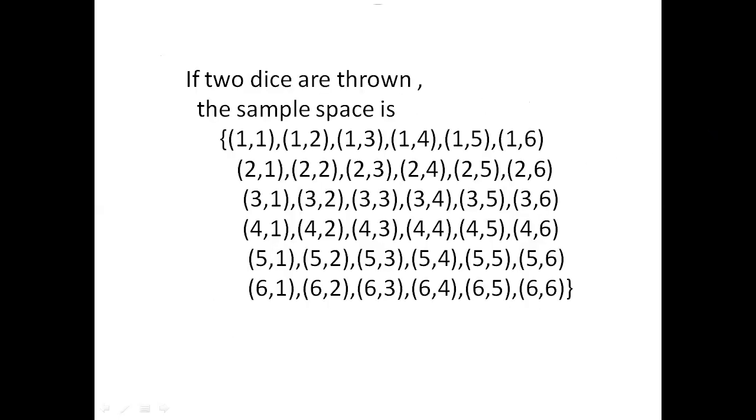Based on the experiment, if two dice are thrown, what is the sample space? Sample space means the total number of possible outcomes will be considered as a sample space. The total outcomes will be considered as a sample space. Here the sample space is (1,1), (1,2), (1,3), (1,4), (1,5), (1,6).